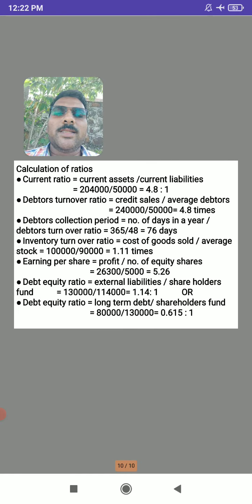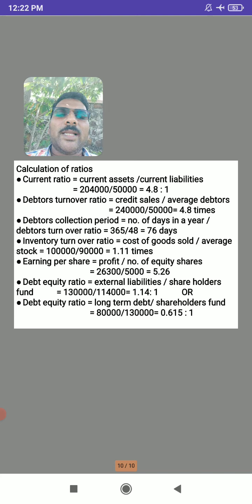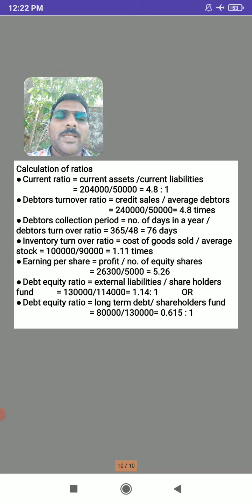The first ratio asked is the current ratio. Current ratio is calculated by dividing current assets by current liabilities, that is 2,04,000 divided by 50,000. We are getting 4.8:1 as current ratio. Debtors turnover ratio is calculated by credit sales divided by average debtors. Credit sales is 2,40,000, given in the problem, and 50,000 is average debtors, calculated in the working note. So we get the debtors turnover ratio as 4.8 times.